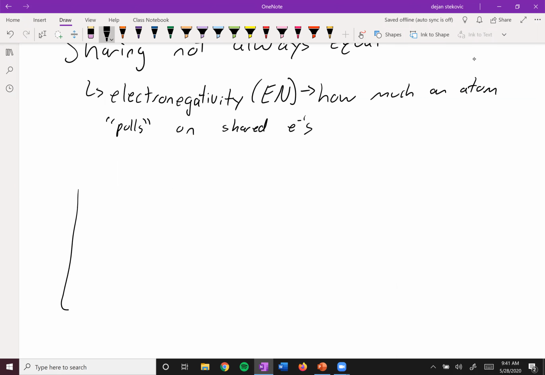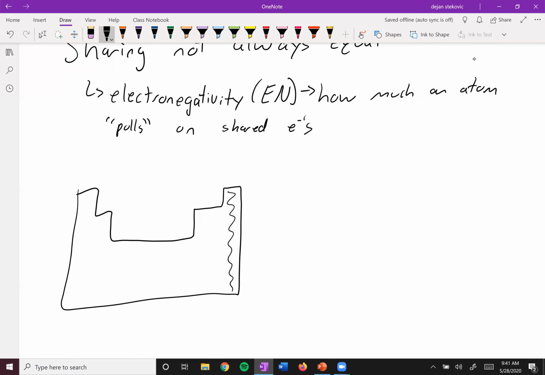So if we draw our periodic table, we remember that electronegativity has a trend, and this is one of the most important trends that you really want to know. You really want to be comfortable and familiar with electronegativity. So remember, we ignore noble gases because they generally don't form bonds. And then when we go from left to right and from down to up, electronegativity increases. So the top right is the most electronegative, and the bottom left is the least electronegative.